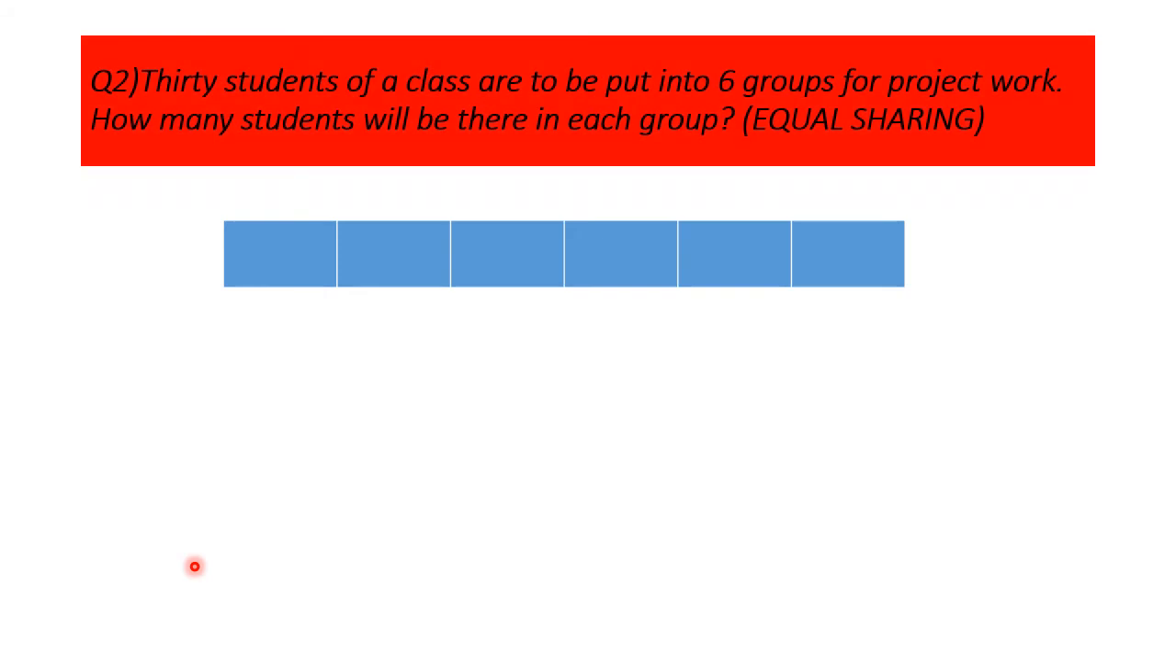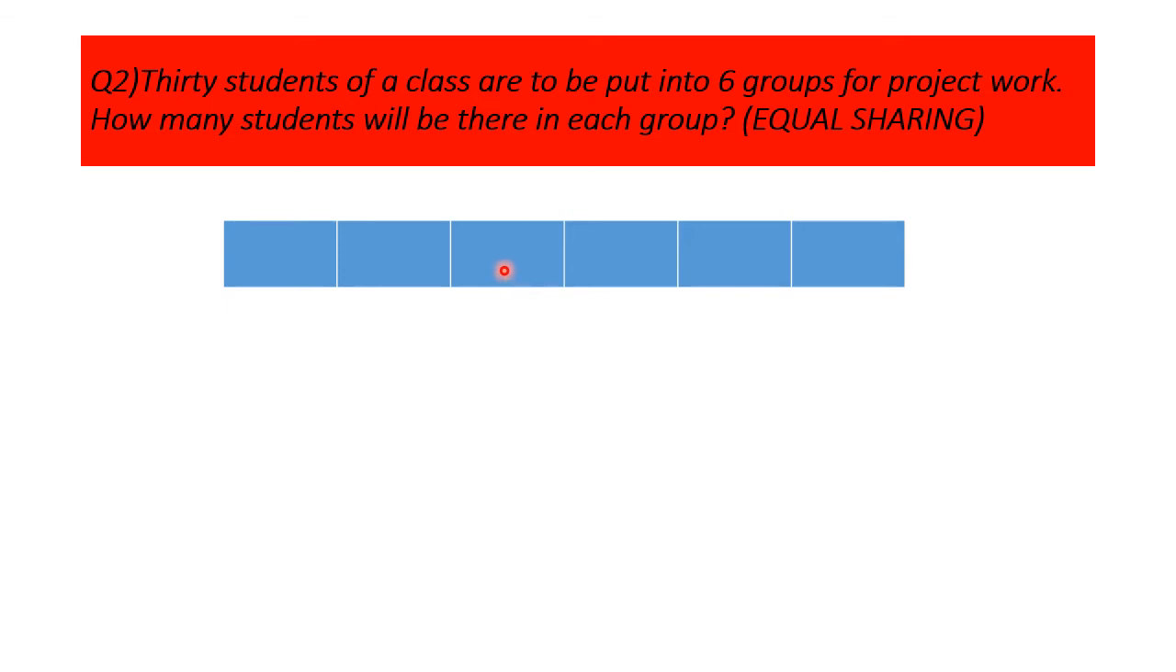Now the next question which I have taken for you is related to equal sharing. The question says that 30 students of a class are to be put into 6 groups for project work. How many students will be there in each group? This question is also very easy, and if I ask you verbally that if the strength of a class is 30 and we are supposed to put them into 6 equal groups, how many students will be there in each group? You will say, ma'am, 30 divided by 6 would be 5. So yes, in each group we can have 5 students.